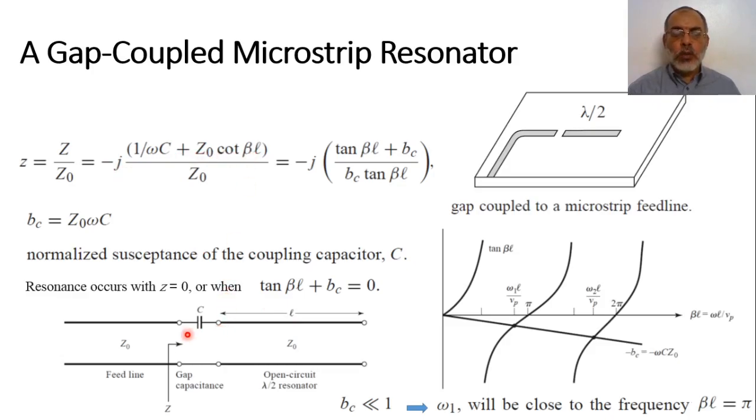If we are going to normalize the input impedance, the normalized input impedance small z is the input impedance Z over Z naught, which is minus j of 1 multiplied by 1 over omega C plus Z naught cotan beta L, all of this over Z naught. This is actually the input impedance seen by the feeding transmission line.